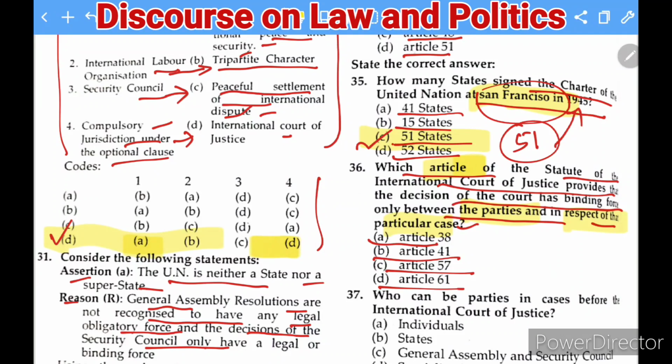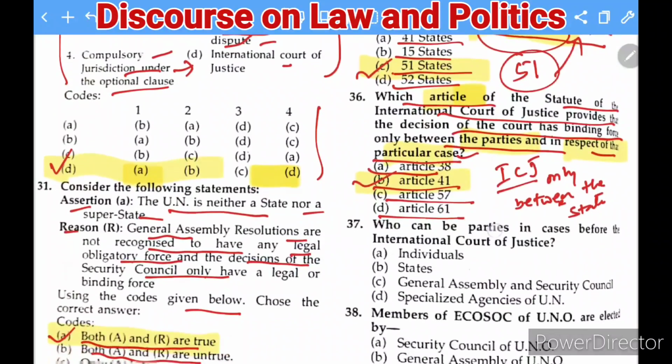And the right answer to this question is Article 41. Article 41 says that the decision of the International Court of Justice is binding only between the state parties and only with respect to the particular issue or case.